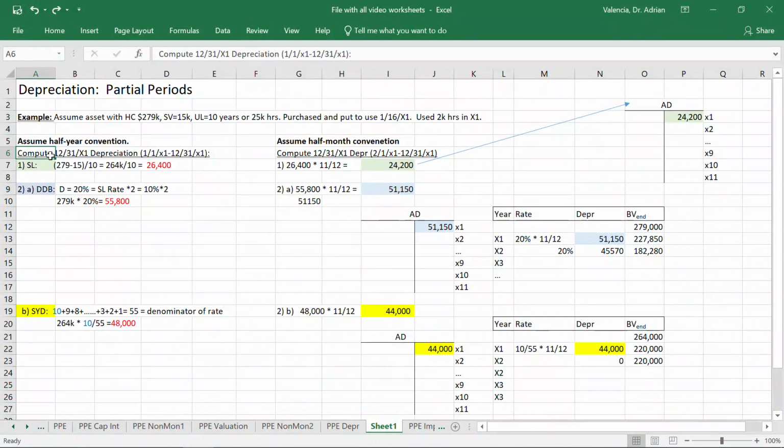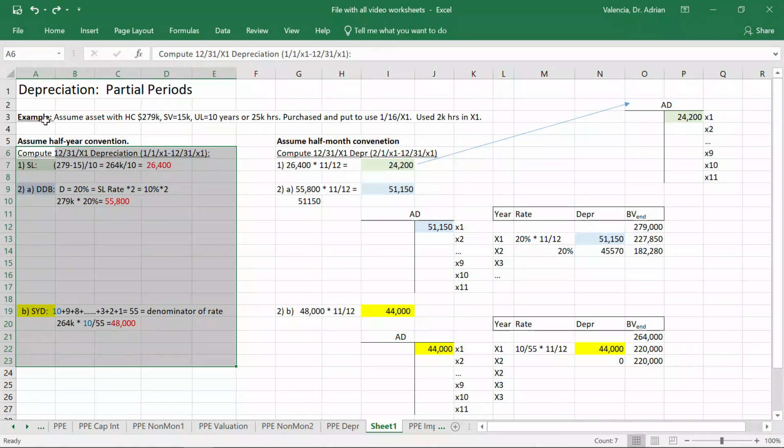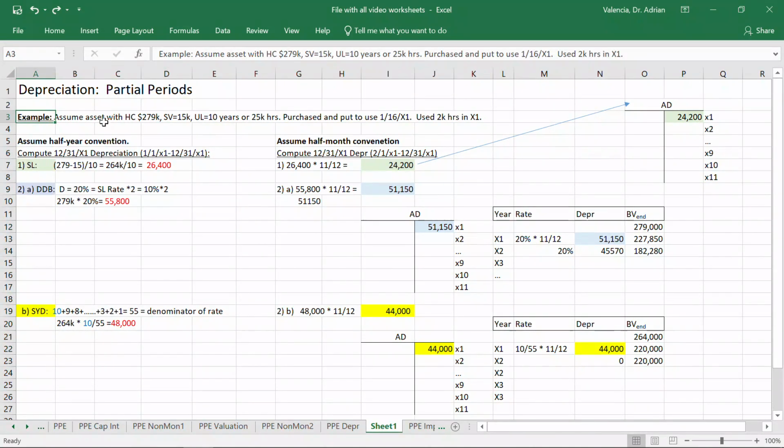This is based exactly on what the other video stated. This was the depreciation we computed for the whole year, assuming a half-year convention for this information. Okay, so let's look at what the information is. Assume that an asset with a historical cost, or think about it as a purchase price of $279,000, has a salvage value of $15,000 and a useful life of 10 years or 25,000 hours.